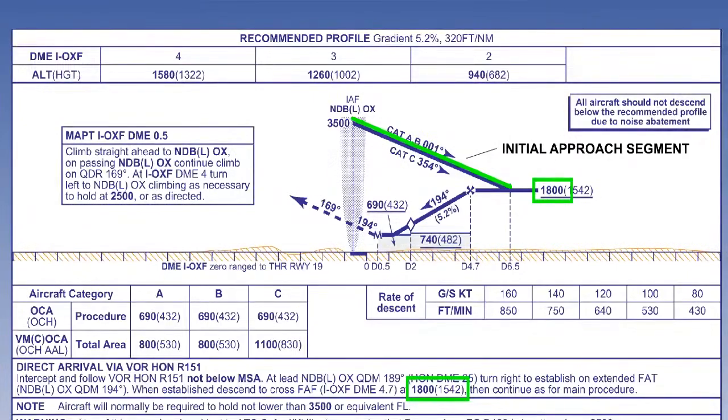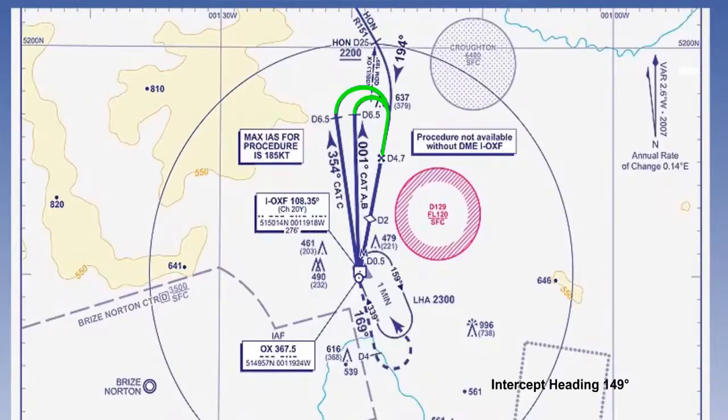Notice that at this height the aircraft is below the glide slope and will therefore be able to intercept it from below. From 6.5 miles out, the aircraft has to turn to intercept the inbound 194-degree radial, which is the final approach track. The intercept should normally be at 45 degrees, which means that the aircraft will be on a track of 149 degrees: 194 degrees minus 45 degrees.